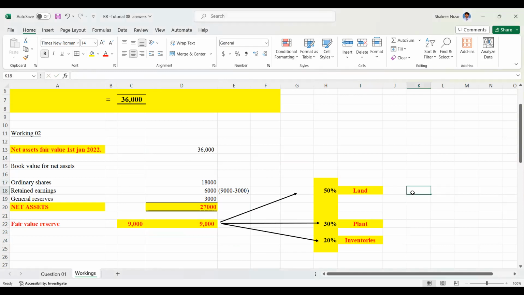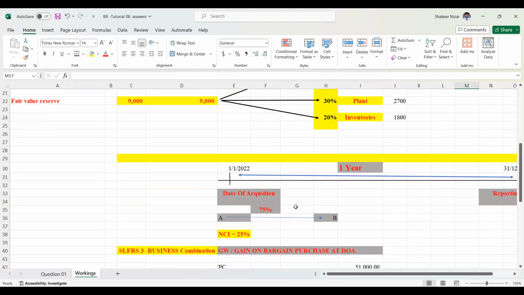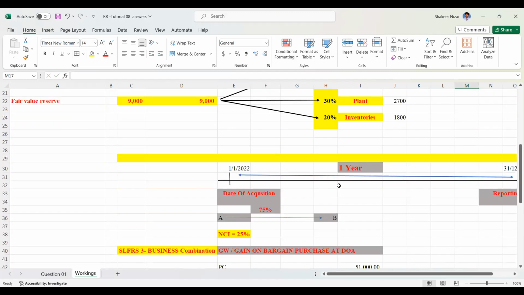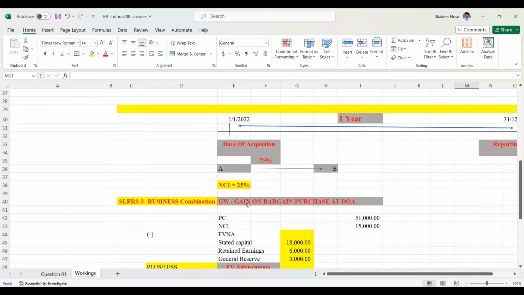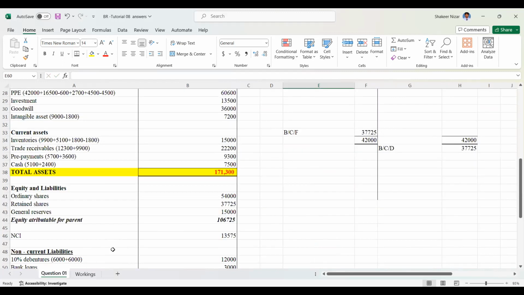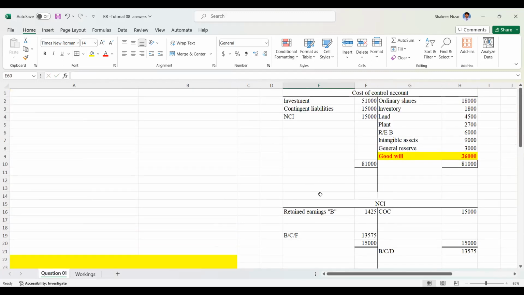The fair value increase is 4,500, because 9,000 times 50% is 4,500. The remaining 30% is 2,700. And the inventories, 9,000 times the remaining 20%, is 1,800, right? These things are there. Now you want to compute the goodwill on the date of acquisition. I think it's visible here. Later on we can discuss the goodwill.